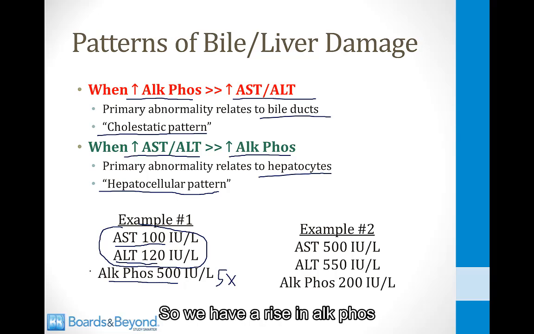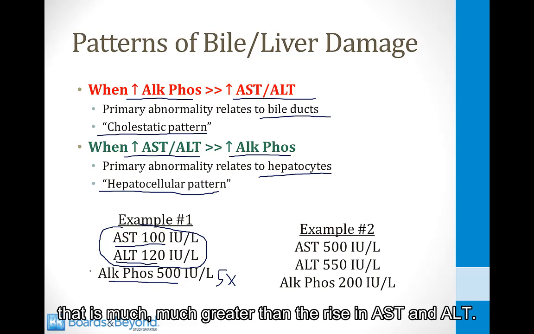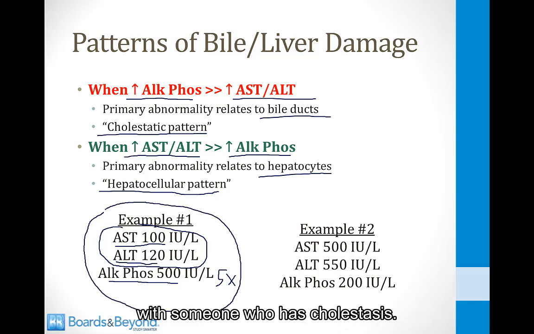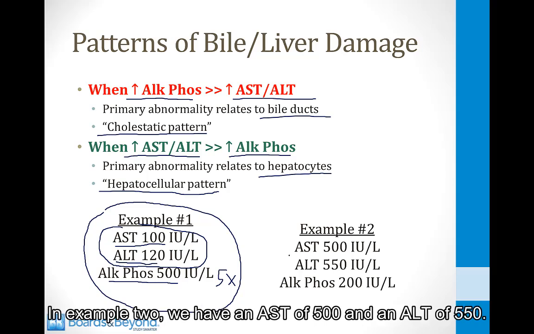So we have a rise in ALK-Phos that is much, much greater than the rise in AST and ALT. And this is the type of pattern you would see with someone who has cholestasis, for example, if they have a gallstone lodged in their common bile duct. In example 2, we have an AST of 500 and an ALT of 550.